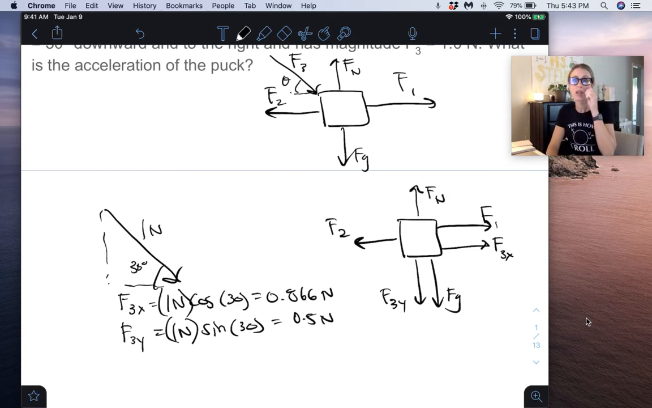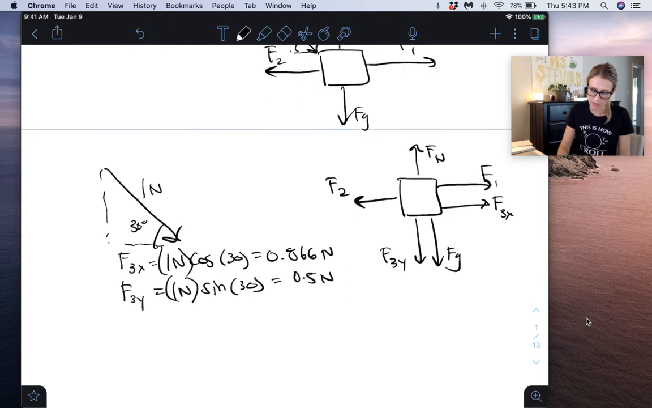Now, again, this puck is not accelerating up or down, so we're not really concerned about the vertical forces. However, when we get into friction next week and really what the force of friction entails, we will need those vertical forces, even if we're only moving in the horizontal direction. So you do still want to solve for that y component.